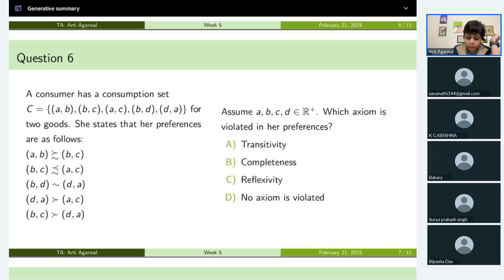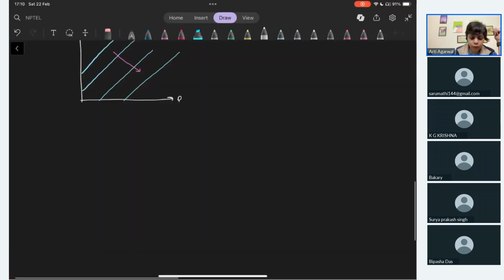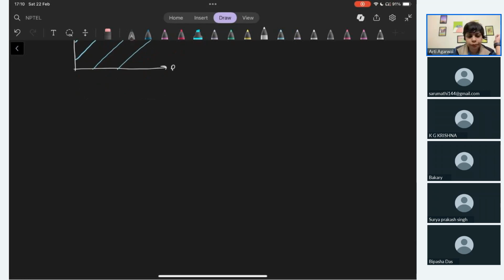Okay, let's solve this question. I think most of you have had enough time to solve it. Okay, let's see. I also don't remember the answer. We will solve it now. Let me open the question.